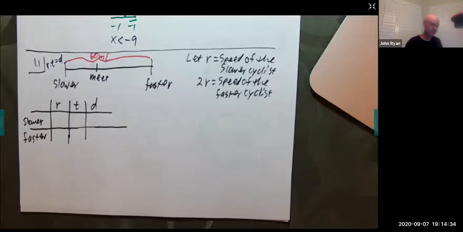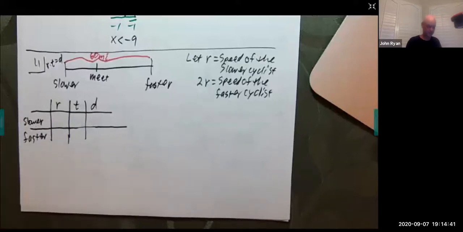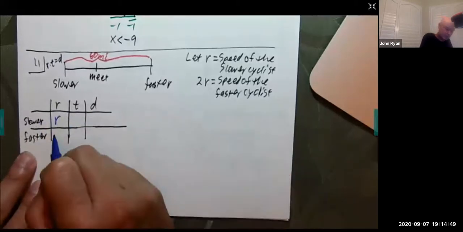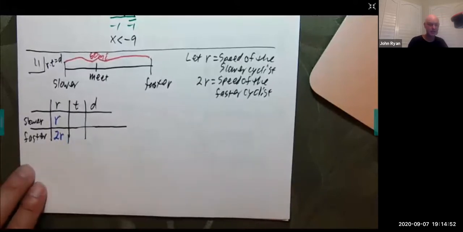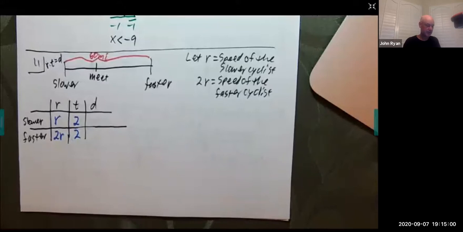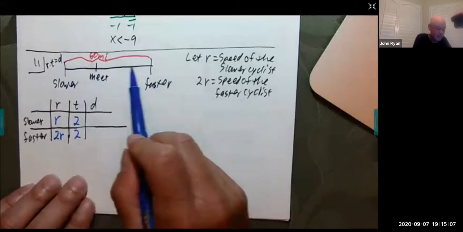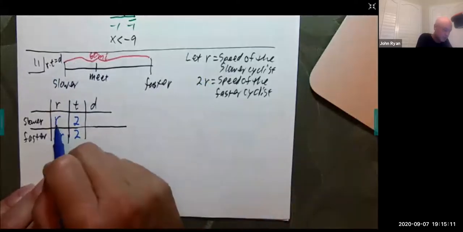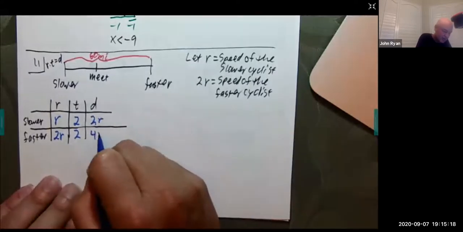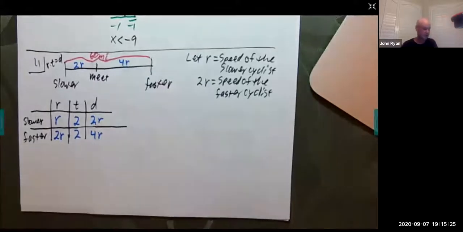So I'd like to point out that the rate of the slower is right here. r is what we called that. The rate of the faster cyclist is 2r. And in the problem, it says that it takes them 2 hours until they meet. Now you may think to yourself, what's the distance? Well, you may think that it's 60 miles, and it's not. They're both going a portion of that, which is where our formula comes in. So I'm going to do rate times time to represent distance. So in this case, r times 2 is 2r, and 2r times 2 is 4r. 2r and 4r are the two distances that each of these cyclists are going.